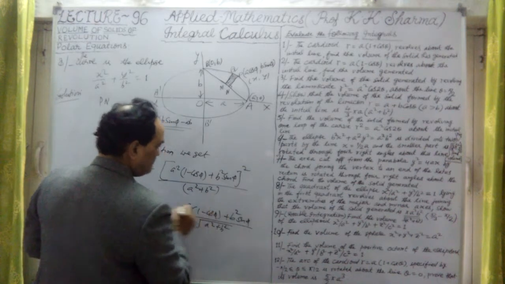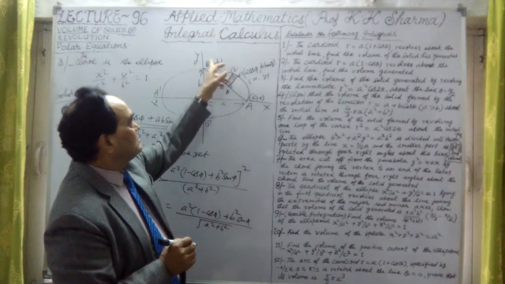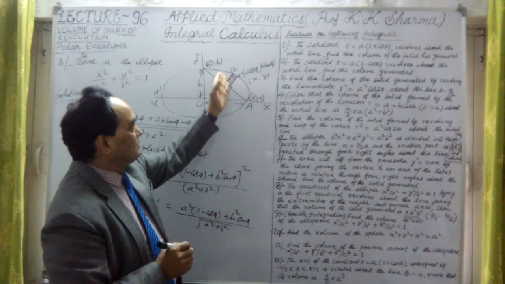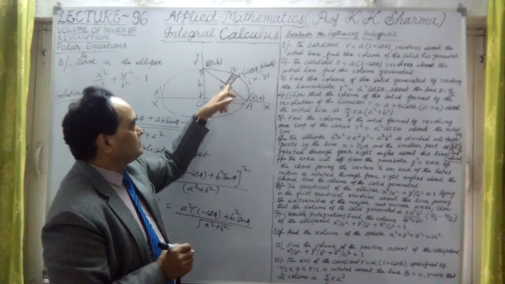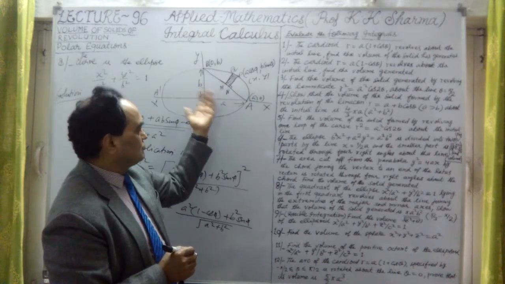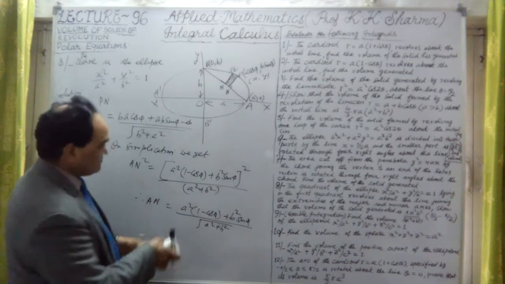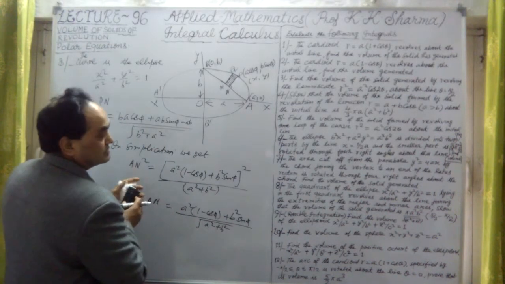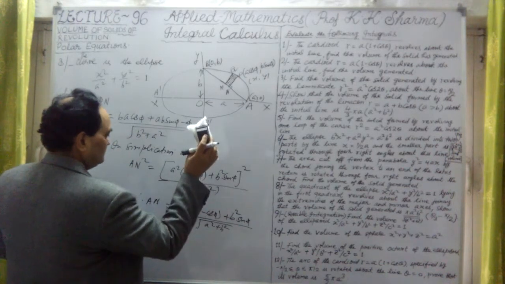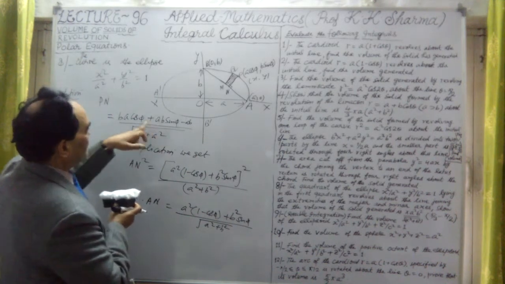Hence, what is the formula for volume? Therefore, the volume of the solid generated by the arc AB or APB. If this area is revolved around this line, PN is the radius, so that solid will be obtained. The volume of the solid will be given by the formula I just mentioned: if the solid is revolved about any line other than the axis, then the formula is given by this, and this is the PN value.